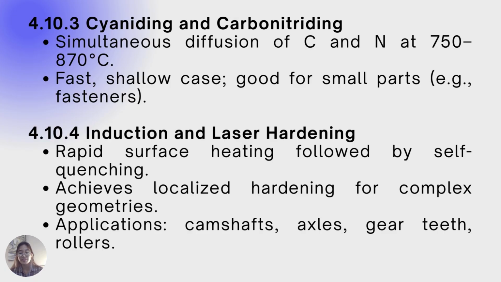Cyaniding produces a thin, hard case by simultaneously introducing carbon and nitrogen using molten cyanide salts. The steel is heated to 760 to 845 Celsius in a molten sodium cyanide bath. The carbon and nitrogen diffuse into the surface, then the part is quenched. This results in a hard surface up to 65 HRC, with a case depth of 0.025 to 0.25 millimeters. It's a quick process but hazardous due to cyanide use. It's used for bolts, nuts, screws, and small gears.